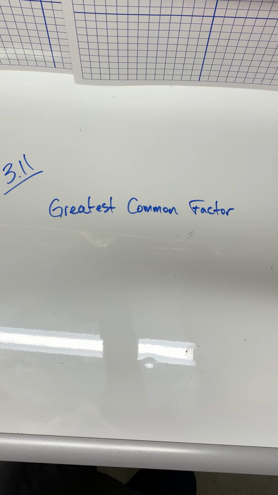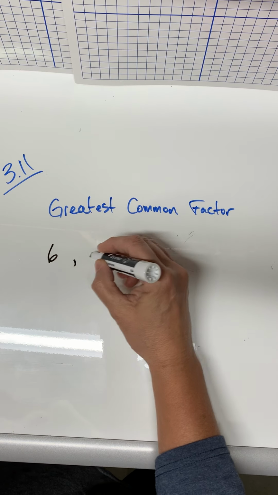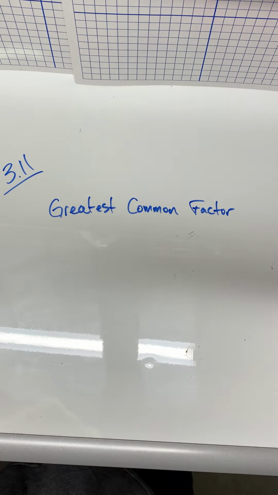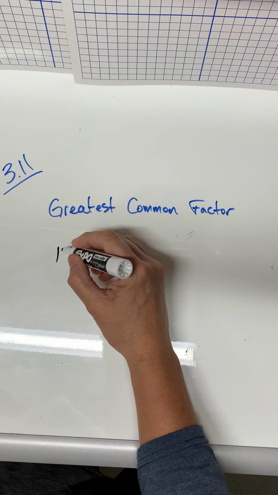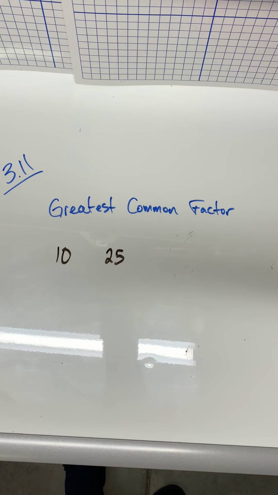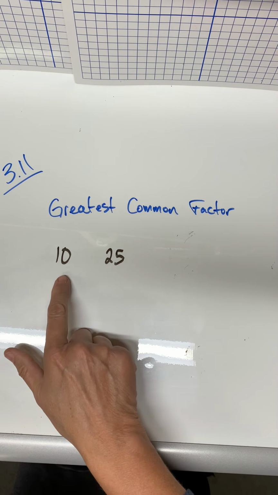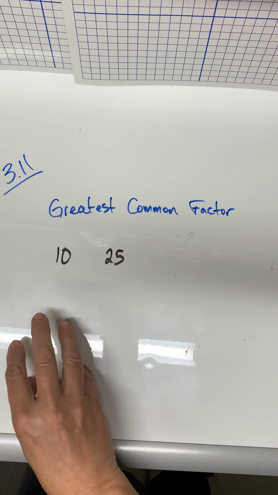So let's say I was looking for the greatest common factor of 6 and 10, okay? Well, let me try something a little bit different. Let me try 10 and 25, let's say, okay? So what we can do as a rule of thumb, if you want a nice little algorithm for this, is pick the smaller of the numbers and start with its factors.